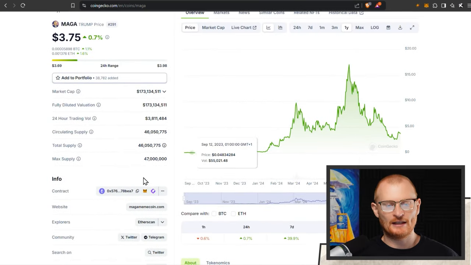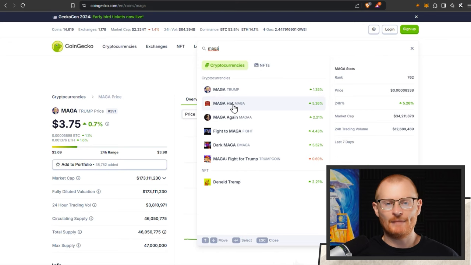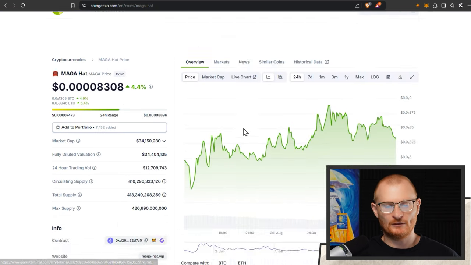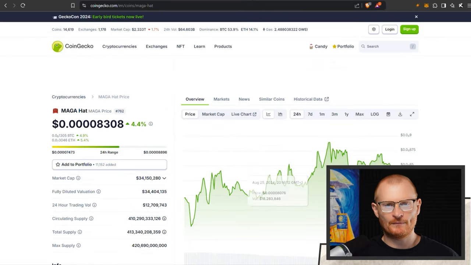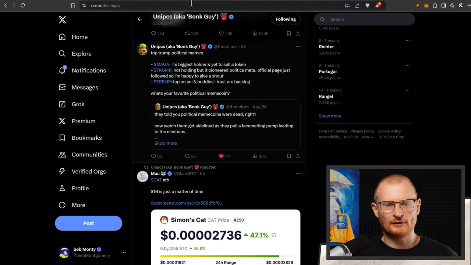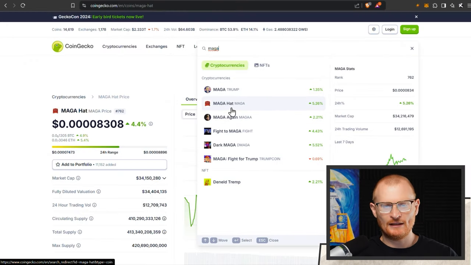The issue with this is we need to go and buy it on Ethereum. Quite a bit of work. We'll spend a little bit of money on gas. So we're going to skip this one. We'll have a look at MAGA itself. I haven't even heard of this, actually. And I'm assuming this is the one he's meaning. It's at a $34 million market cap. We just have MAGA, Trump, and Tremp. Tremp I know about. Let's have a look at MAGA again. The only MAGA there is this one, Make America Great Again hat.